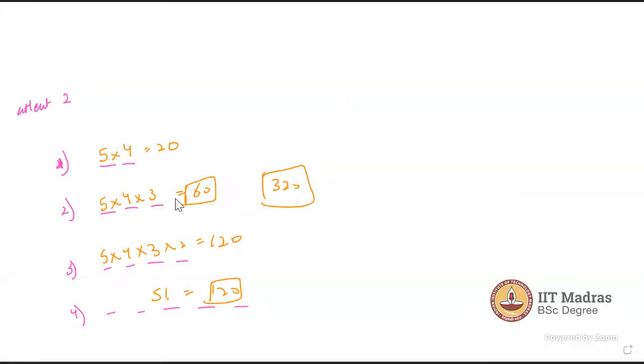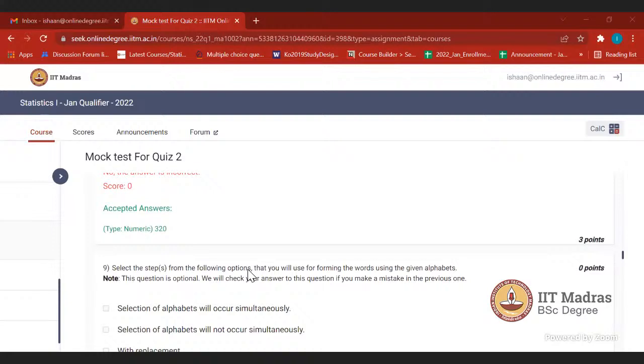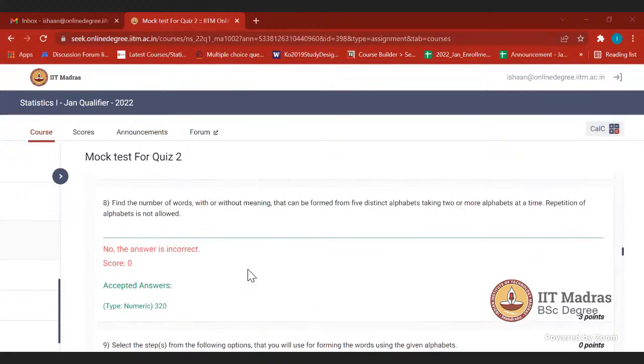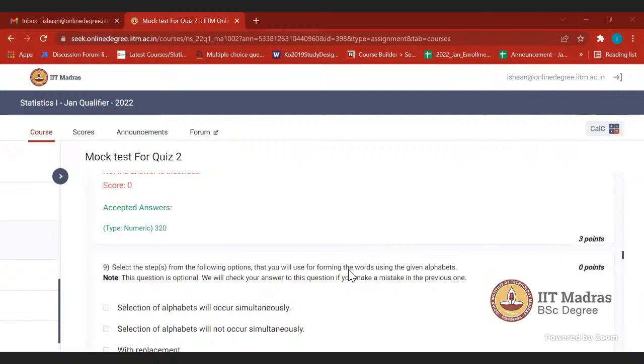If you look at it, here also we are selecting the alphabets simultaneously, one after the other, to form the words. Repetition is not allowed. The question I was asking was the difference between simultaneous and non-simultaneous situations, because sometimes I feel a little difficulty in defining a particular situation as simultaneous or non-simultaneous.